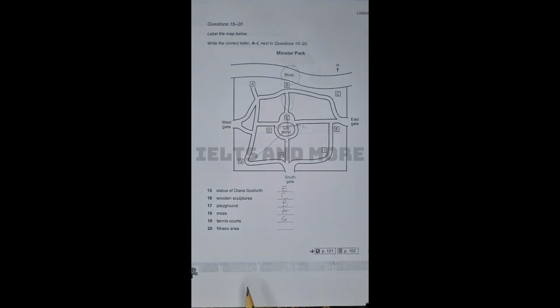The last one is the fitness area. Right angle bend in the path. So it's at the southwest corner where there is a right angle bend in the path. Everything still points to G.